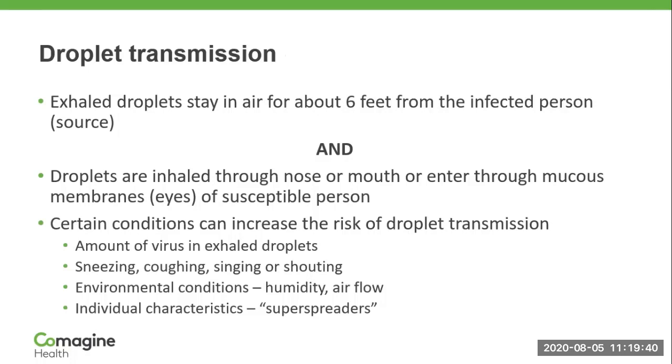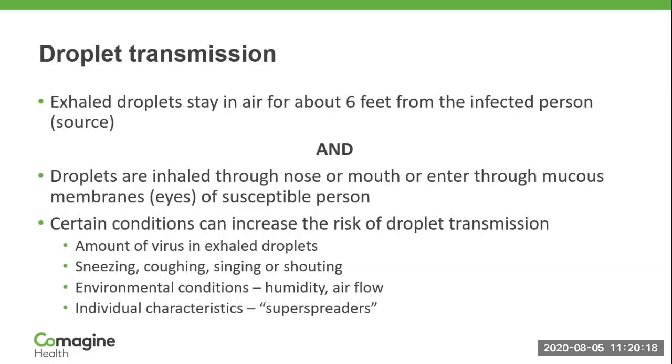So for droplet transmission, exhaled droplets have been shown to stay in the air for about 6 feet from an infected person or a source. That is why we have the 6-foot distancing rule. And there's a lot of physics to this whole thing. If you read any studies on droplets, the size of the droplet makes a difference, and many things go into that. But that's an approximation of distance. And then the droplets are inhaled through the nose or mouth, or go into your eyes.